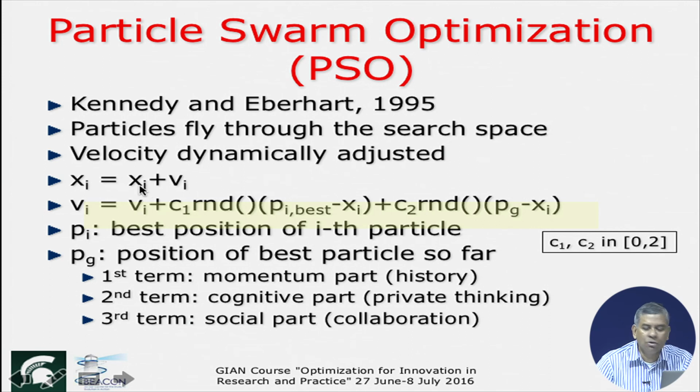So from the current location to the next generation location, you add a velocity component to the current step, to go to the next step. Velocity has three parts. First, its own velocity. That means from the previous iteration, time step, to the current time step, how did you come? What is the vector by which you have come from previous to this? So that's your VI.